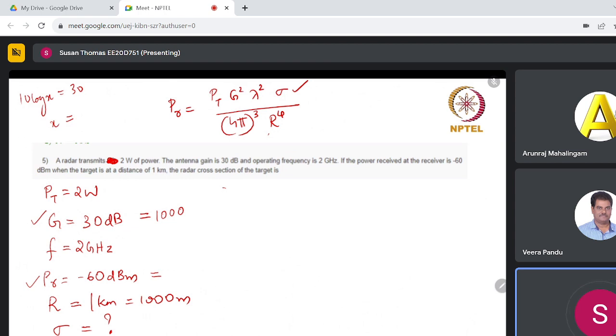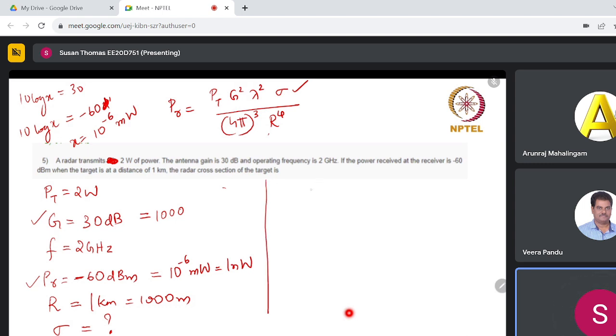Now, can you tell me what is PR? Again, 10 log x is equal to minus 60. So dBm, remember it is in milli. So x will be 10 power minus 6 milliwatts. Don't forget the milli. Okay. So 10 power minus 6 milliwatts, or I can say 1 nanowatt.